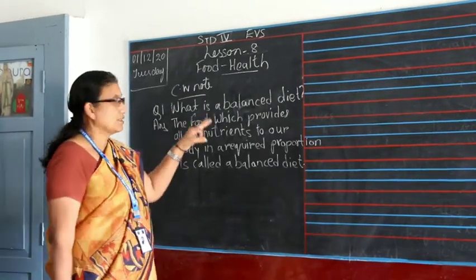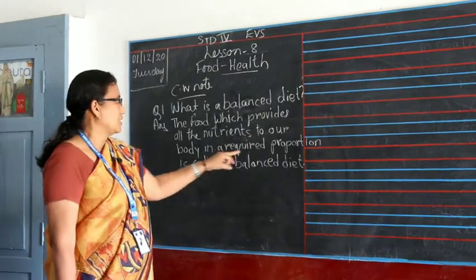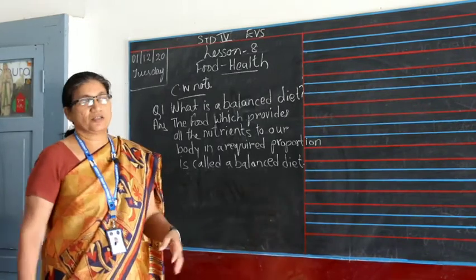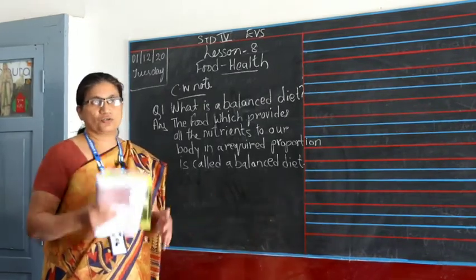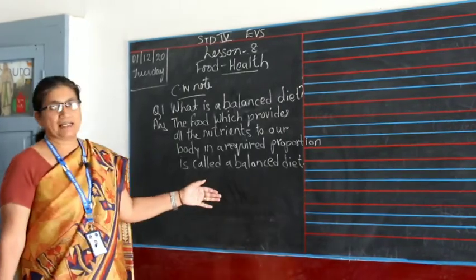So when the food provides you with all these nutrients to the body in a required proportion, it is called a balanced diet. Means it should not be too much, it should not be too less. In the required proportion, it is called a balanced diet.